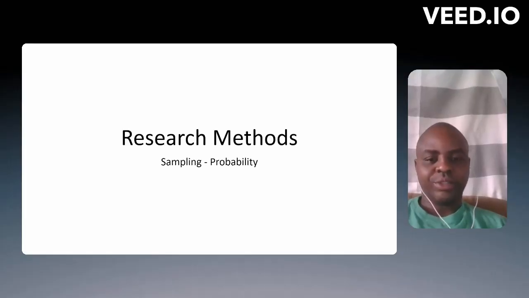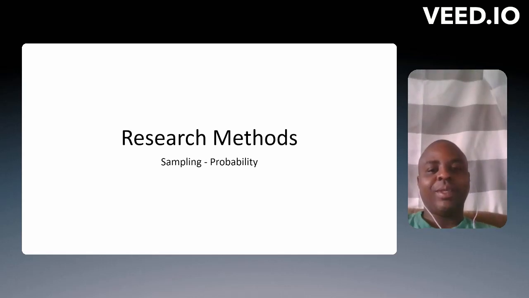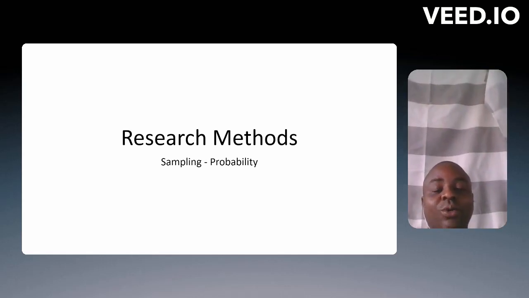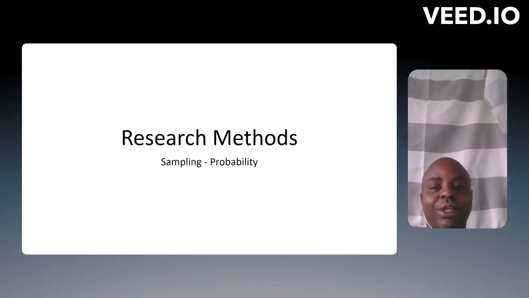Hello researchers, my name is Malcolm Shambana, and today we are looking at sampling. Specifically, we are looking at probability sampling, which is one of the key areas or key activities in every research. There is also non-probability sampling, which will be handled in the next session.